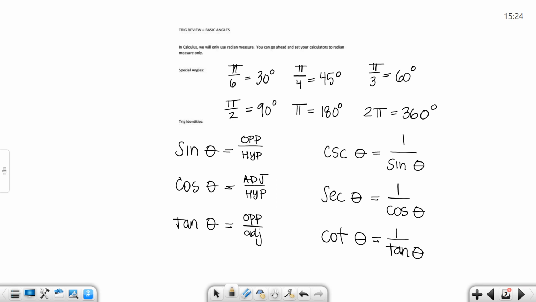Lastly, you need to know one of your other basic rules, and it is this. Your basic Pythagorean trig identity would be sine squared plus cosine squared is 1. Okay, so that's what we have starting out, and that's what you're going to need to know.